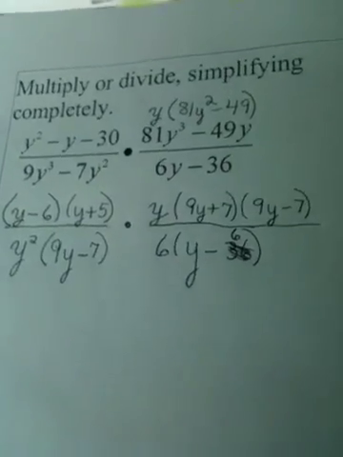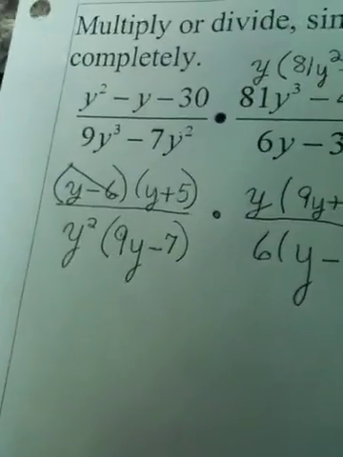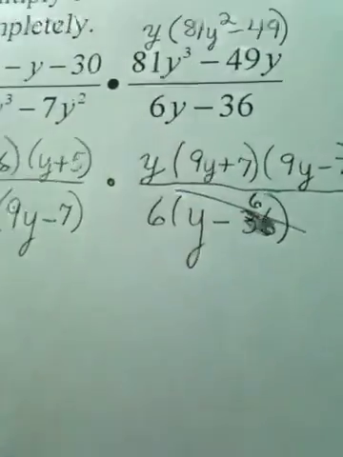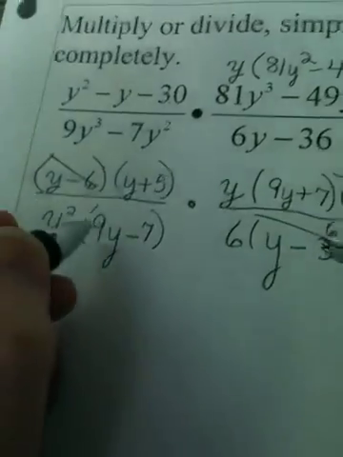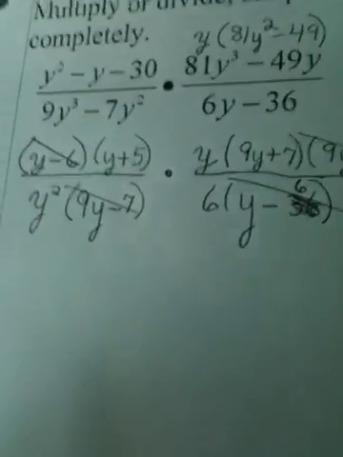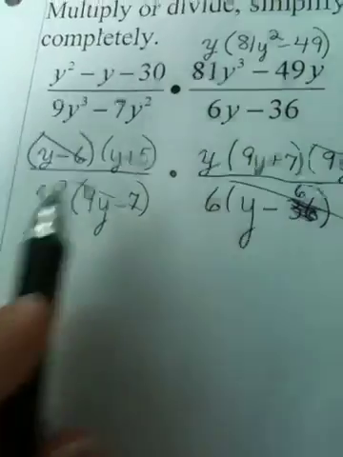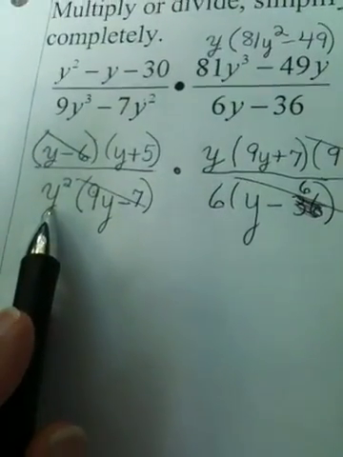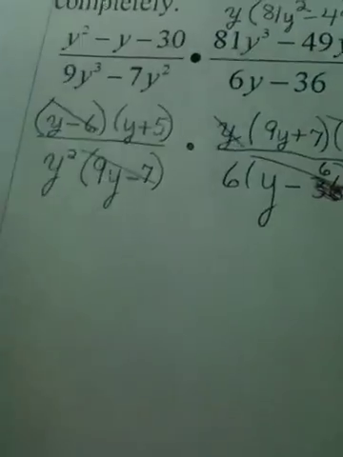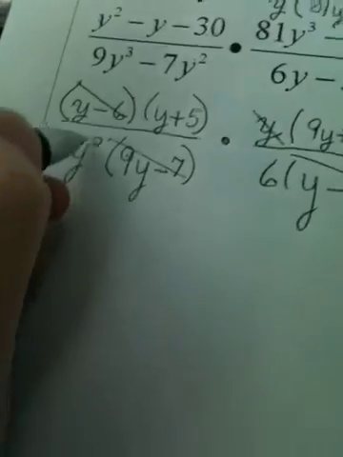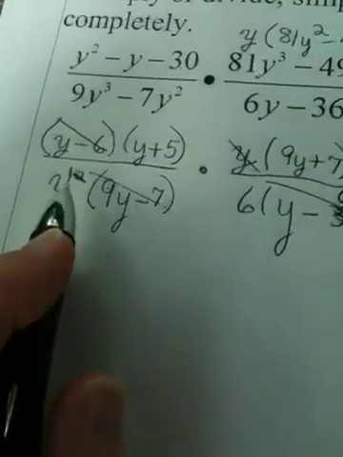And now what we're going to do is we're going to cross cancel. This y minus 6 is going to cancel with this y minus 6. This 9y minus 7 is going to cancel with this 9y minus 7. And now we're not completely done. This y and this y squared can reduce. In fact, what happens is this y disappears completely, and down here, rather than being left with 2 of them, we're only left with 1 of them. Y to the first power.